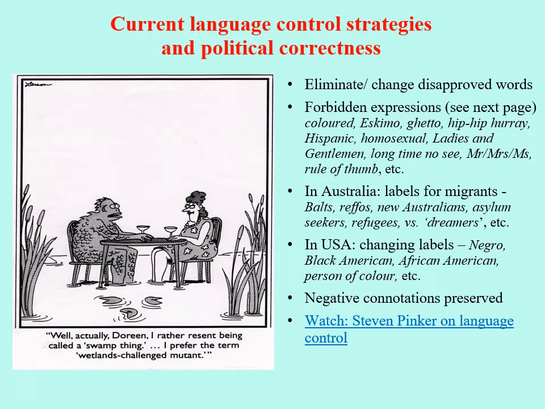A particularly interesting example is the United States, where over the decades a number of different labels have been invented to describe the black minority population. So terms like Negro, Black American, African American, person of color came and went because whenever a new term was invented, after some period, it tended to acquire the negative connotations of the earlier term that it replaced. What that suggests is that the underlying attitudes prevail, sometimes even when the language is changed intentionally.